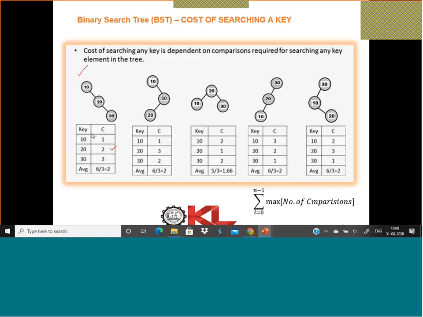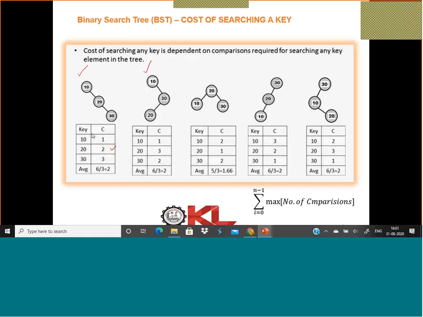Similarly, if I select the second tree, you can see the number of comparisons. For 10 it is 1. For 20 we need 3 comparisons. For 30 we need only 2 comparisons. So it is based on the level of that particular item. The level defines how many comparisons are required. In the second tree, 20 requires 3 comparisons because the level of 20 is 3. That is what we need to understand.